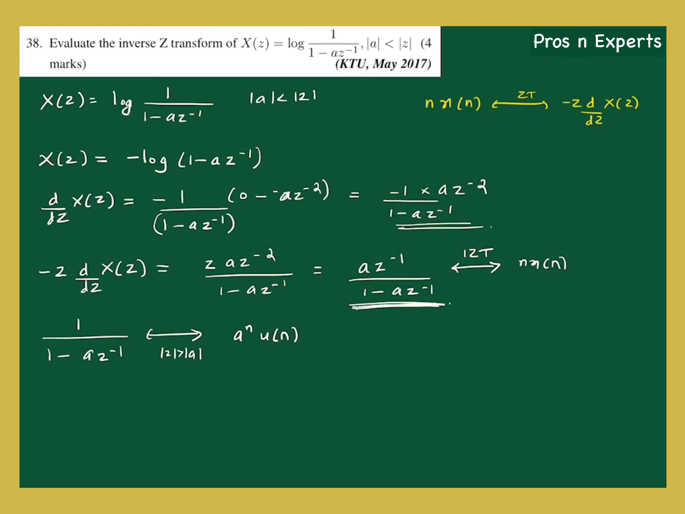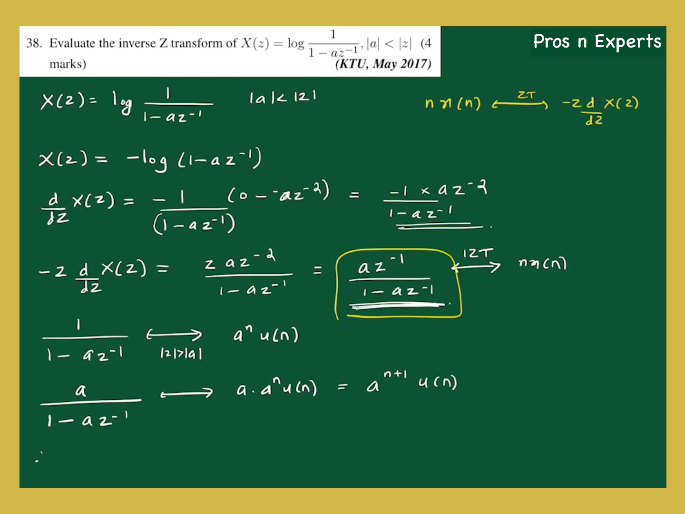But what we need is this thing. So we have 1 by 1 minus a z inverse whose inverse Z transform is a raised to n u of n. So let me ask you, what is the inverse Z transform of a by 1 minus a z inverse? It should be a into a raised to n u of n, because it follows the linearity property, right? That is nothing but a raised to n plus 1 u of n.